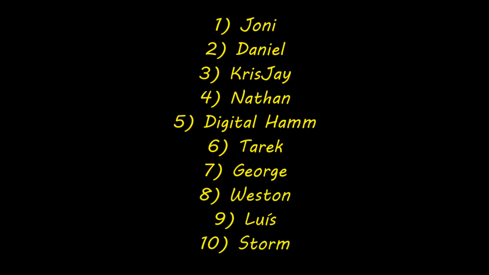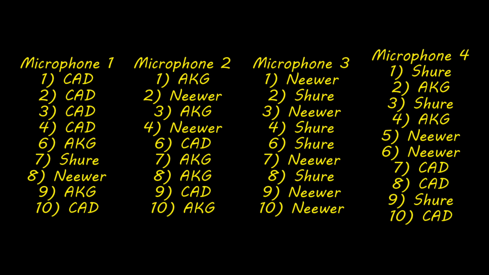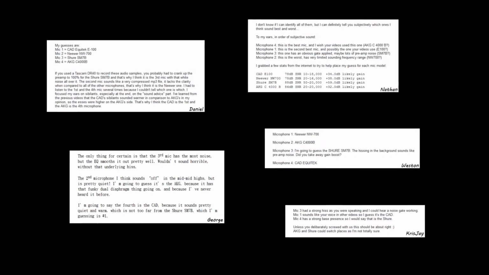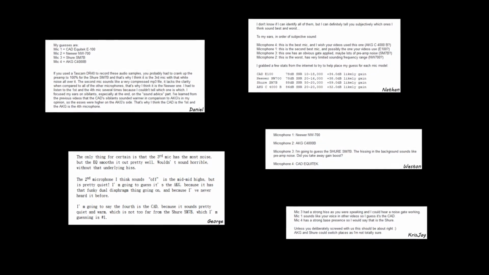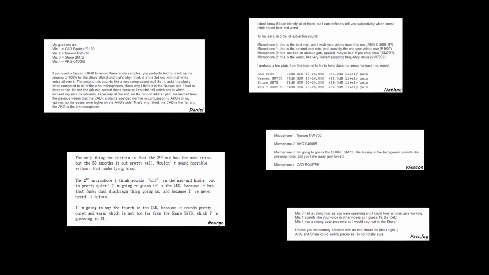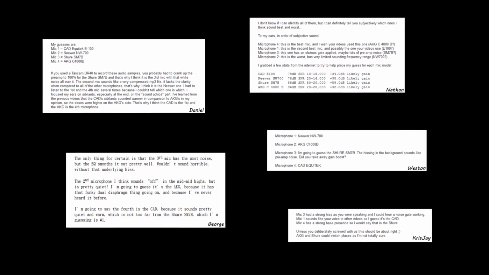So if you notice, each participant has a number next to them. Now I'm going to take that number that corresponds to the person, and I'm going to add their microphone suggestion next to that and place it under microphone 1, 2, 3, or 4 according to their guess. 5 of the 10 participants went one step further and told me why they made the guesses that they made. So I figured I'd put those up on the screen and let you check those out as well.